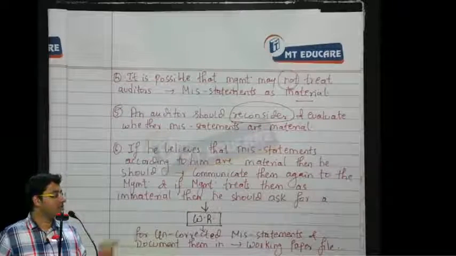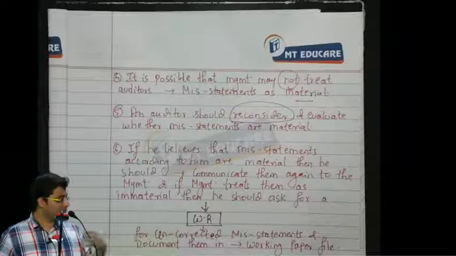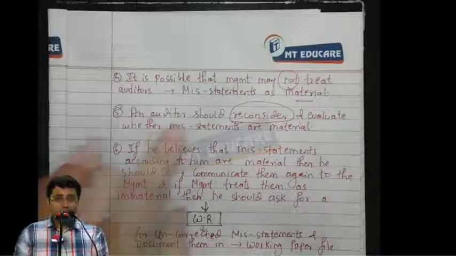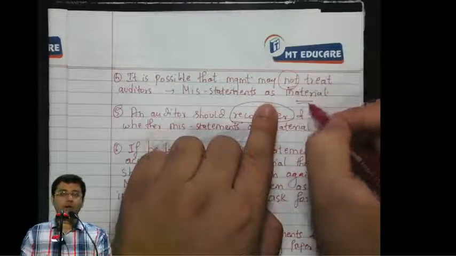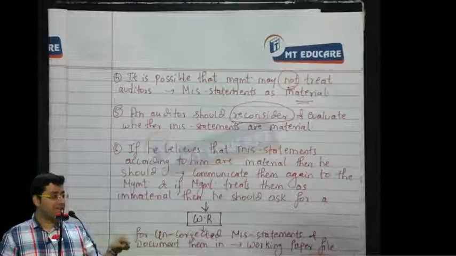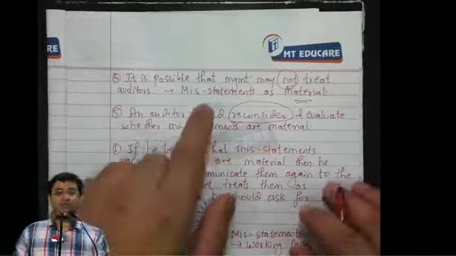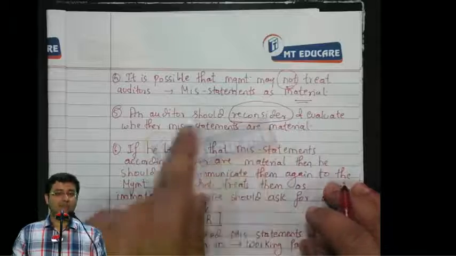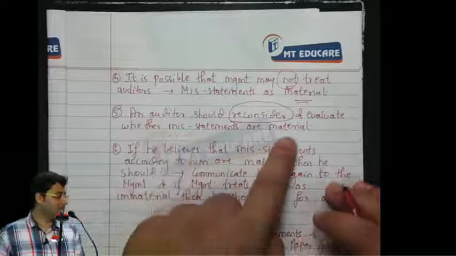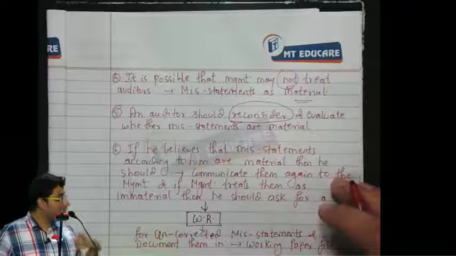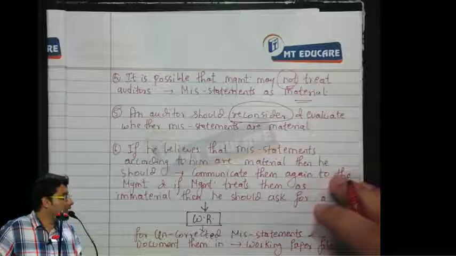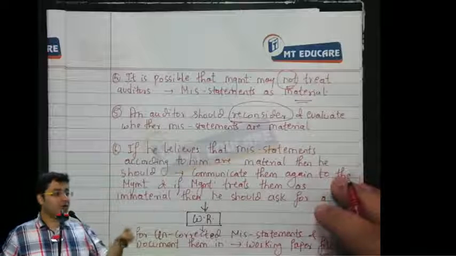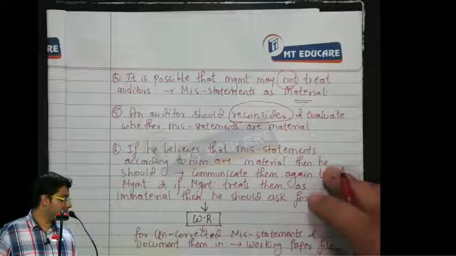I told you, sometimes it is possible that what the auditor feels is a material misstatement may not be material according to the management. So the standard also says that you should reconsider whether it was really material or not. Read this statement: an auditor should reconsider and evaluate whether the misstatements are material. That means you can also be wrong at times in auditing, because I told you that you are not always correct as far as your professional judgments are concerned.